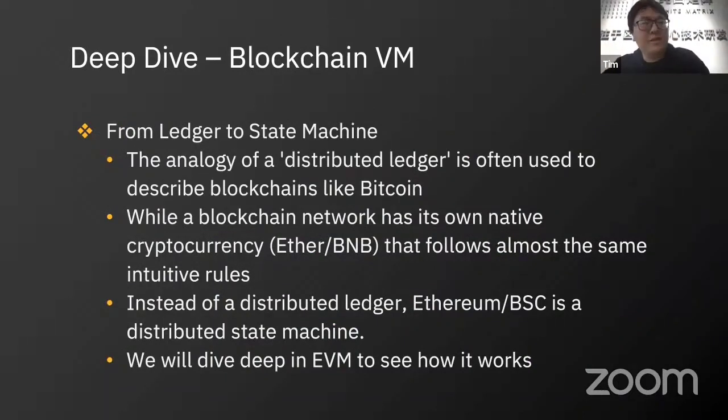So here we can see the difference that the blockchain VM introduced into the blockchain network, right? Before the introduction of the blockchain VM, blockchain was just a shared ledger, but now it becomes a state machine, right? So every time a transaction is sent to this blockchain VM, it changes the state of the blockchain.